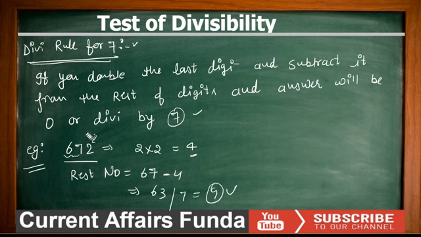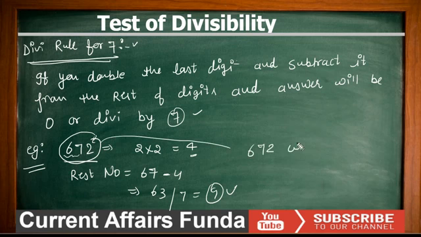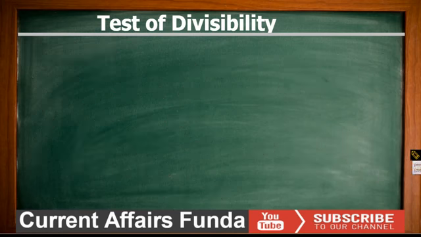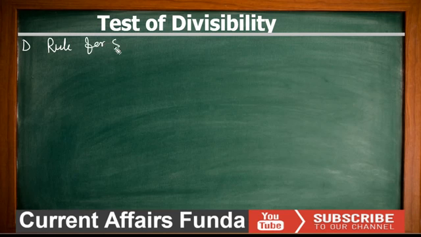So this number 672 will definitely be divisible by 7 also. This is the basic concept. Now guys, let's move to the divisibility rule for 8.